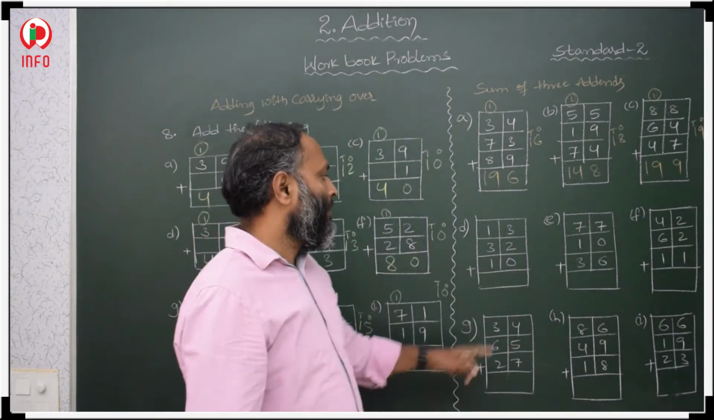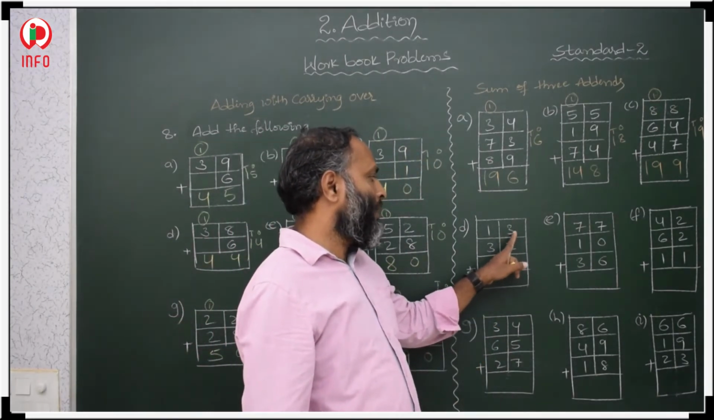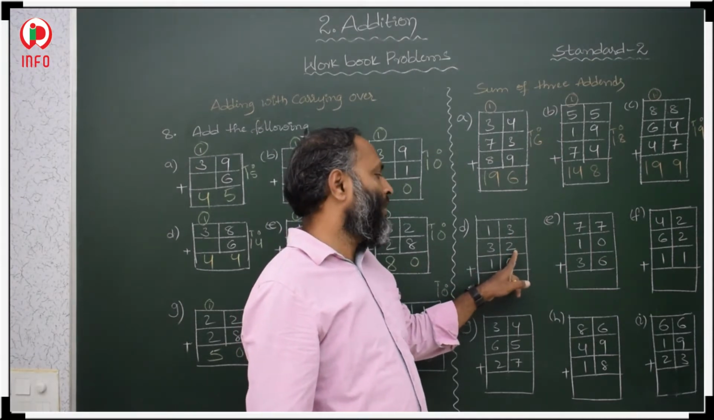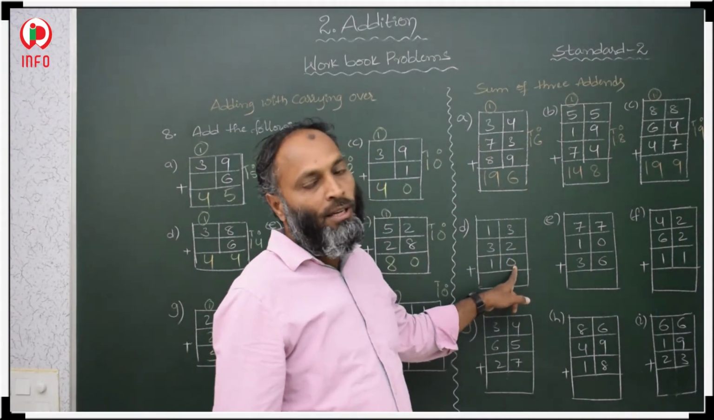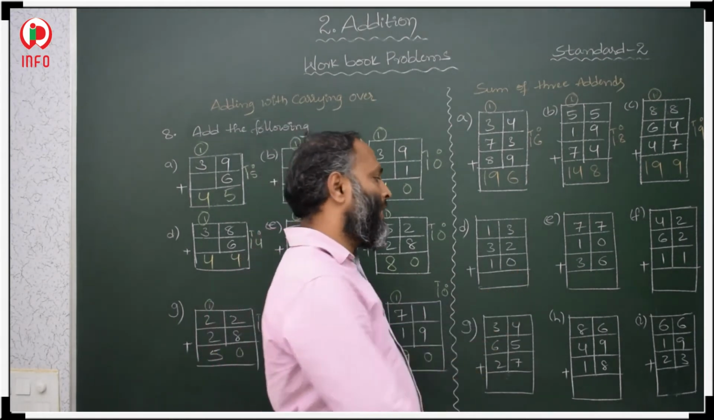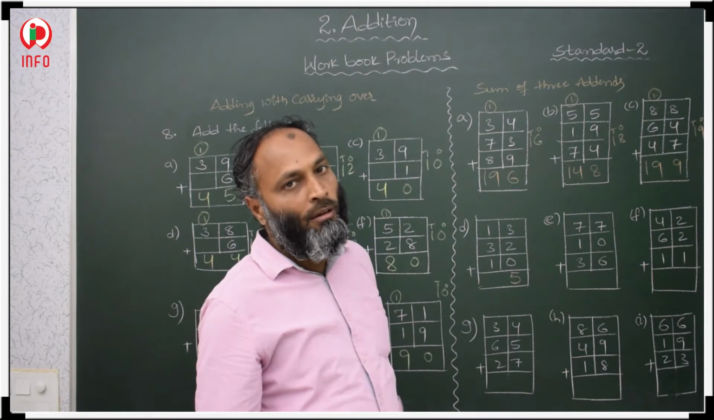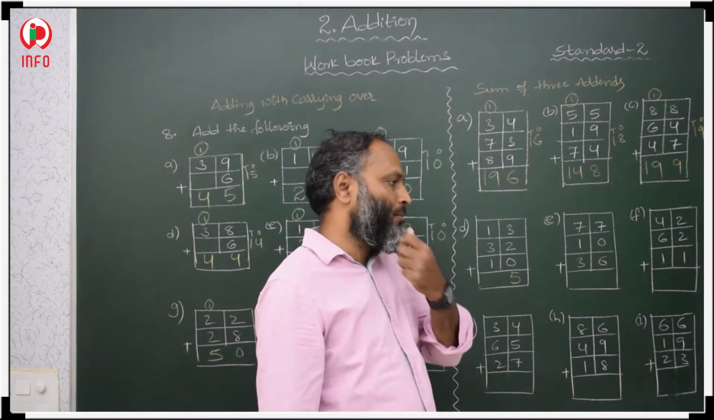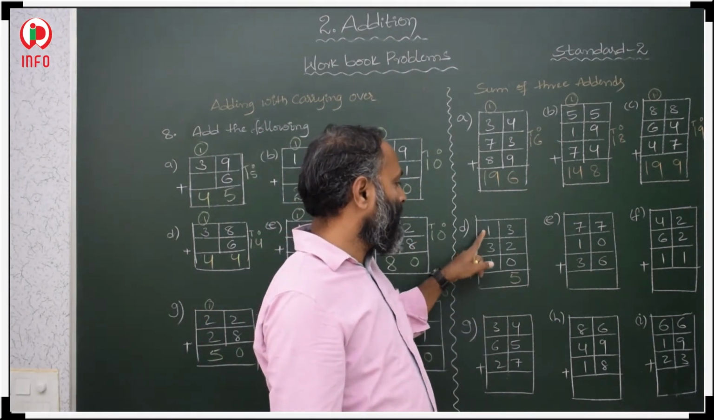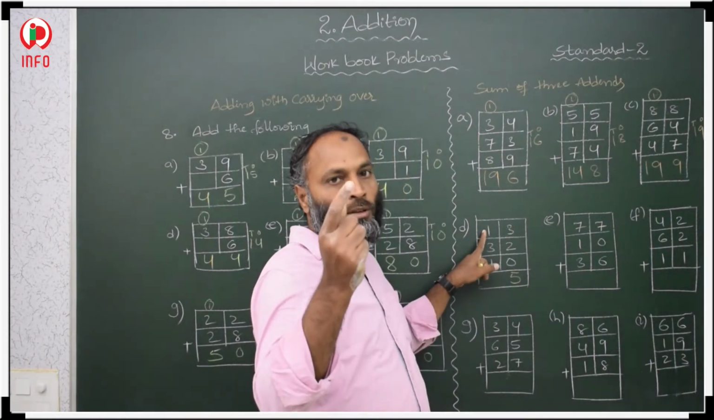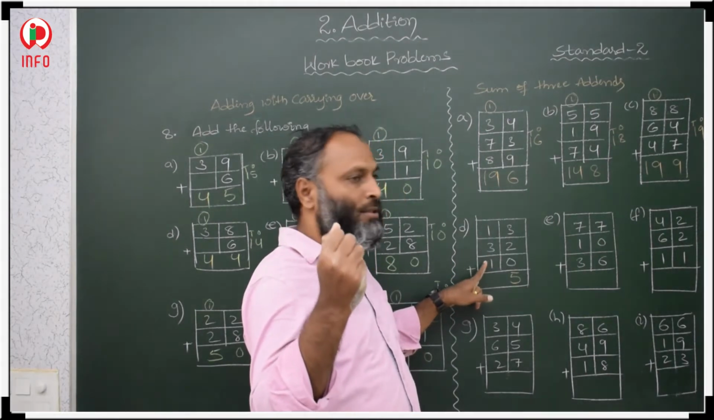Now, in this, 3 plus 2: 3, 4, 5. 5 and 0. 5 plus 0 is 5 only. Only a single digit number, so no need to regroup. 5 is as it is in the ones place. Then 1 plus 3: 1, 2, 3, 4. 4 plus 1, 5.